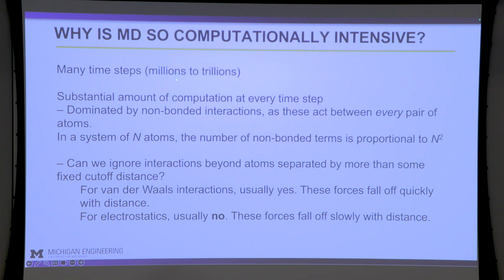Why so many time steps? As I said, there are millions and trillions. And so why is it so computationally intensive? First of all, there is a lot of computation going on in each time step. Because the interactions are dominated by, in this case, the nonbonded interactions, and those act between every pair of atoms. You remember the one I showed you at the beginning. So in a system of n atoms, the number of terms is proportional to n squared.